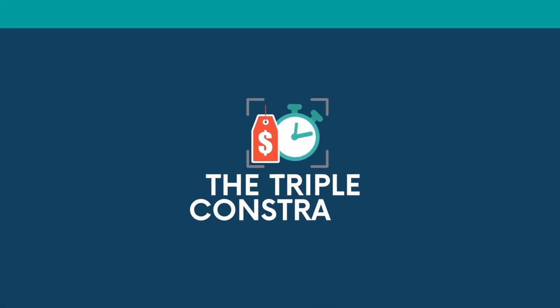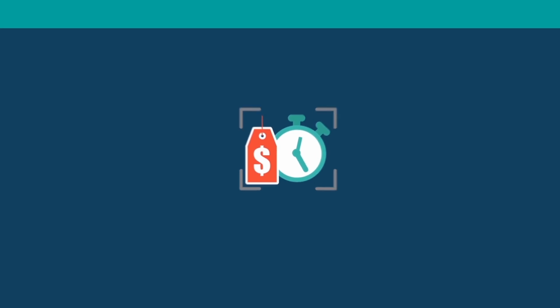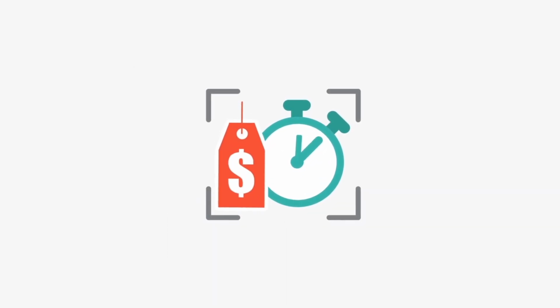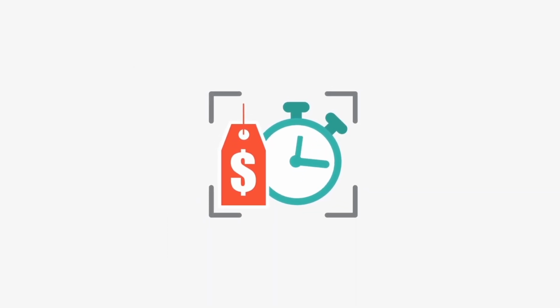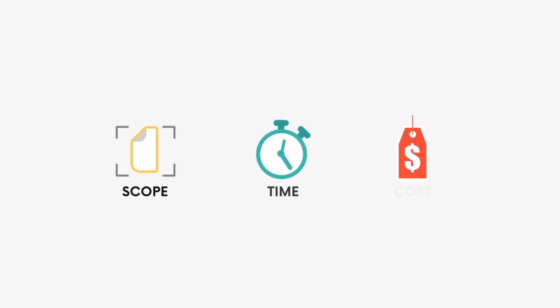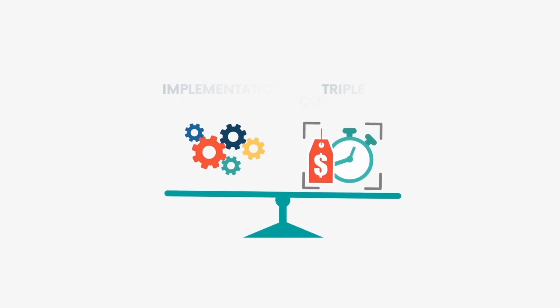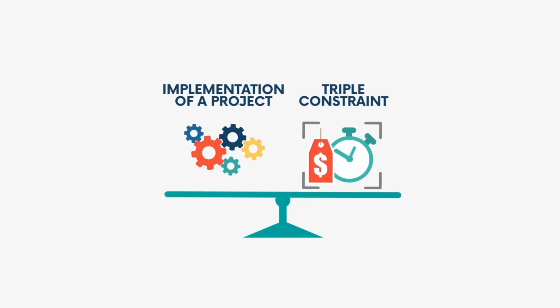The Triple Constraint. Projects are undertaken under the principle known as the Triple Constraint, which consists of scope, time, and cost. The triple constraint aims to create balance in the implementation of a project. Let's look at these.